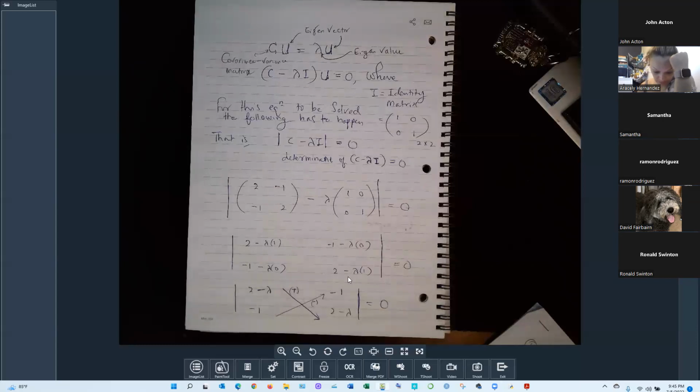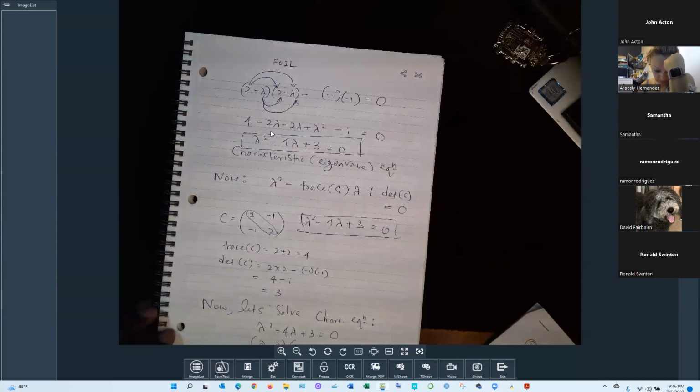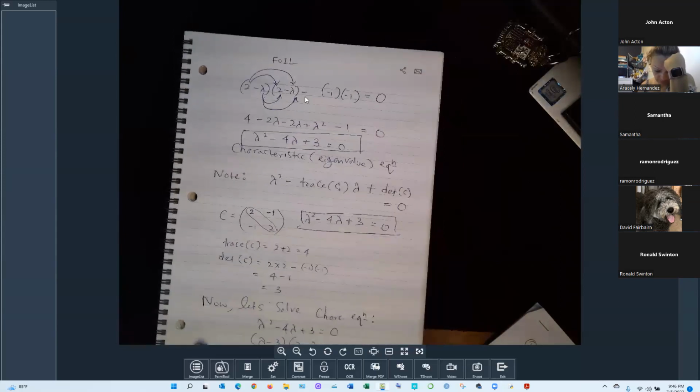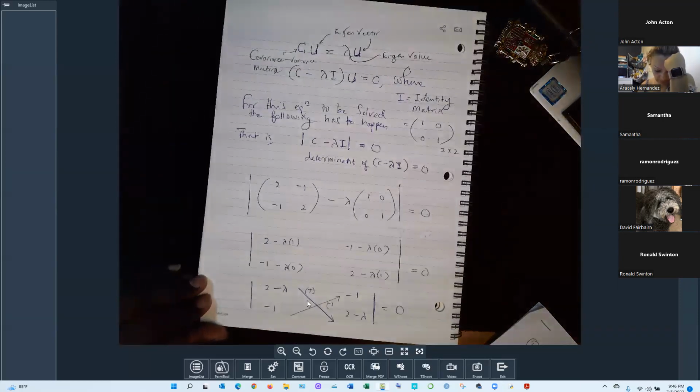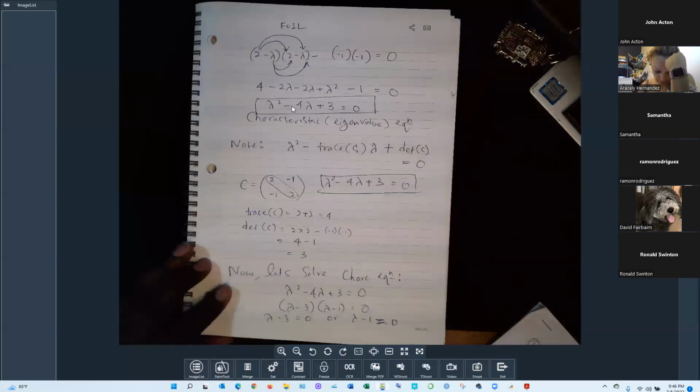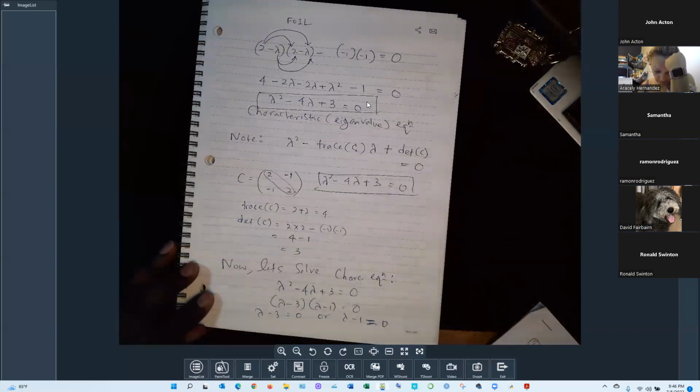We're going to simplify this one a little bit. Determinant means nothing but you get the cross product. You multiply these two and make an equation. 2 minus lambda times 2 minus lambda minus 1 times minus 1. See? Then once you solve, you're going to come up with a quadratic equation in lambda. See, that's called the characteristic eigenvalue equation.